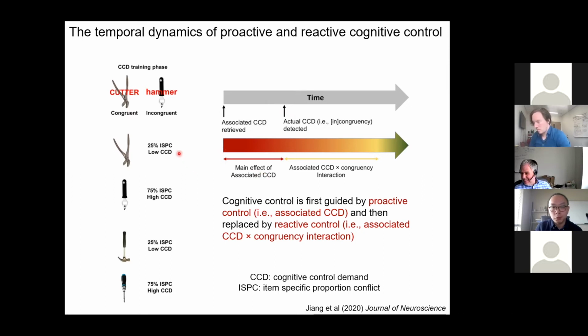So that's the difference between the 25% and the 75%. And after the actual control demand is detected, there is this process of taking over. So the new control demand takes over the old ones. Therefore, we would expect an interaction effect reflecting this taking over. So this is our hypothesis, and then we look into the brain.